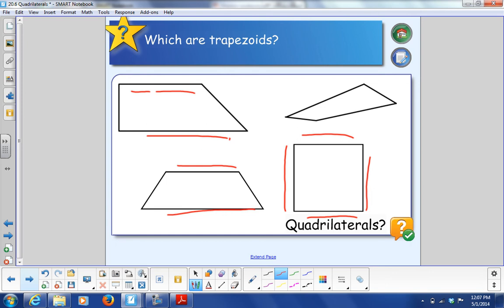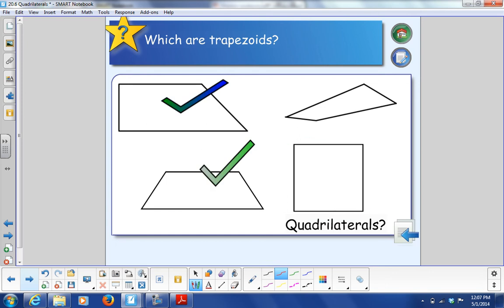Or is it? The idea of a trapezoid is it has only 1 pair of parallel sides. This has 4. All 4 of these are parallel. This is parallel to this one, and this one's parallel to that one. So that's 2 pairs, which is not the definition of a trapezoid.